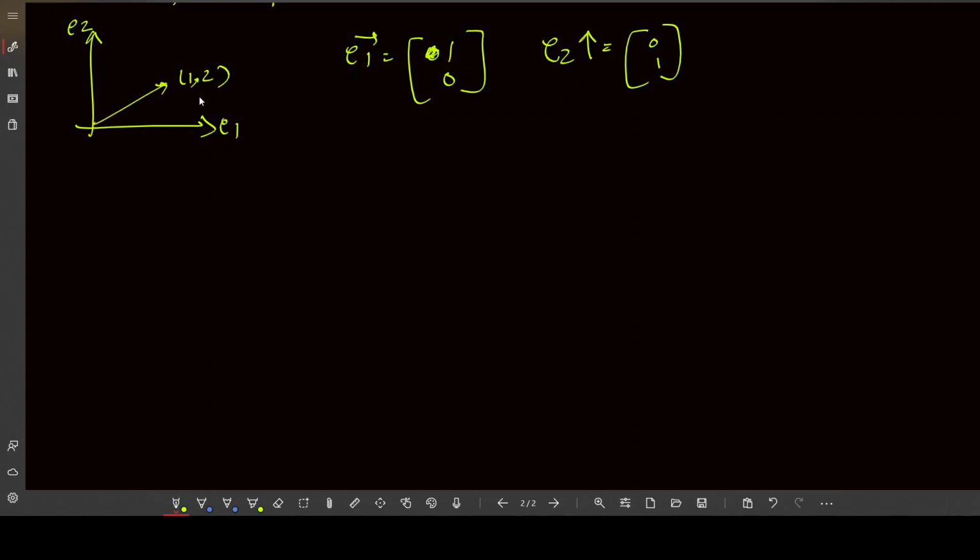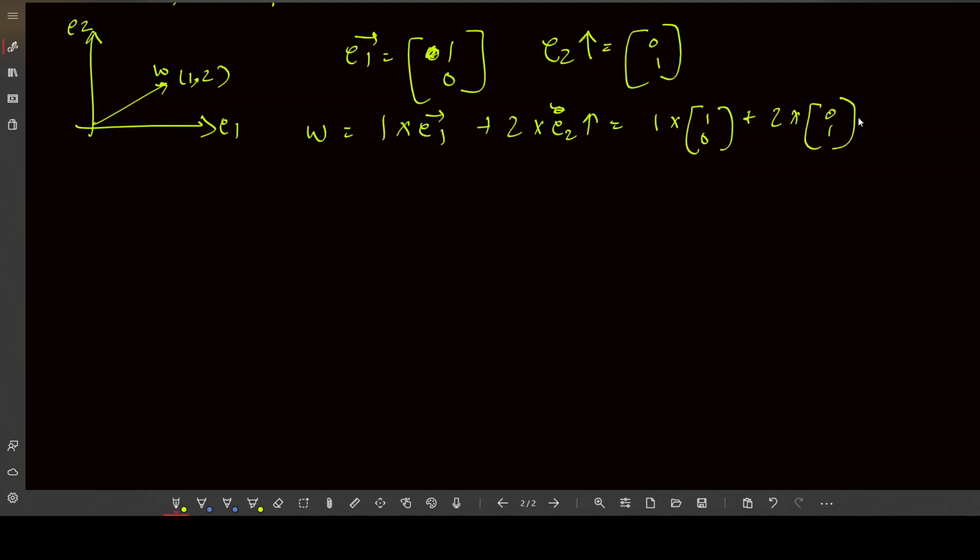Every vector in this space can be expressed as a linear combination of E1 and E2. If I call this vector W, I can express W as 1 into E1 plus 2 into E2. Okay, this is similar to 1 into 1 comma 0 plus 2 into 0 comma 1, which is essentially 1 comma 2, right? You just multiply 1 and 2 here and you just add them.